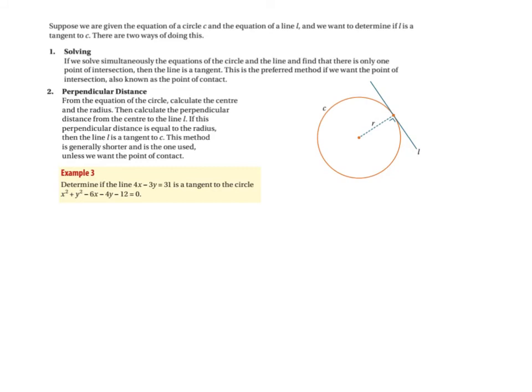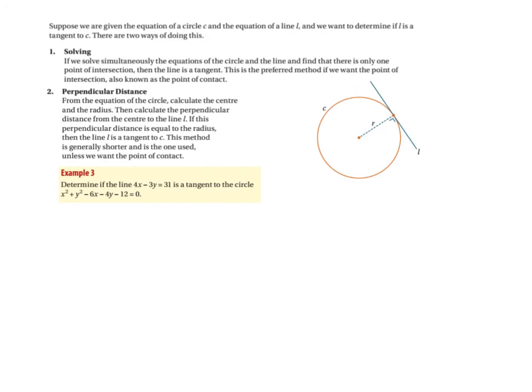So what we do, from the equation of the circle, we can calculate the centre and the radius. So from here, for example, we can calculate the centre and the radius of this, and then we can use the perpendicular distance formula to see if the radius is equal to the distance from the line to the centre. If that's the case, then it's a tangent. If it's not the same, so if r is not equal to d, then it is not a tangent. It's either further out or it's closer.